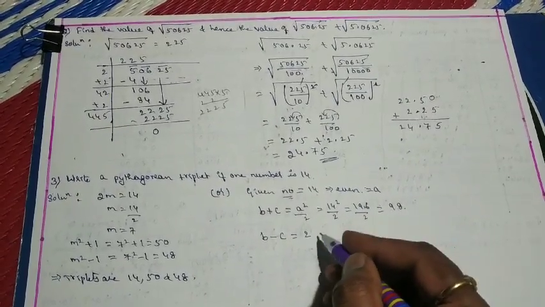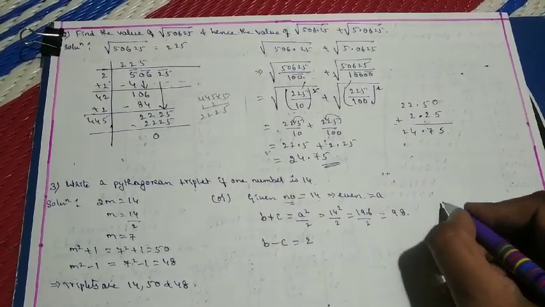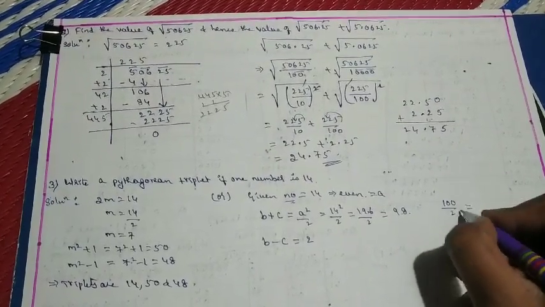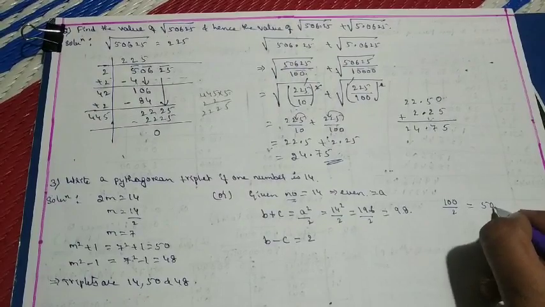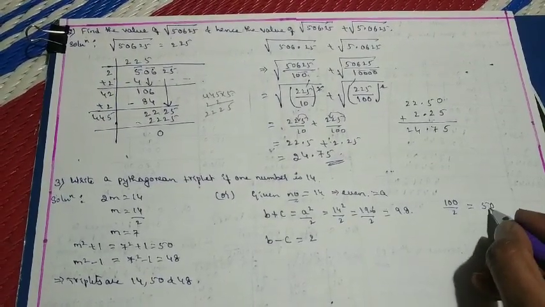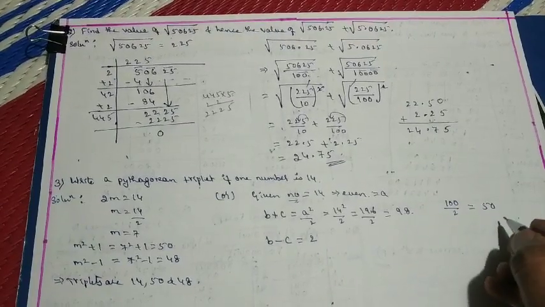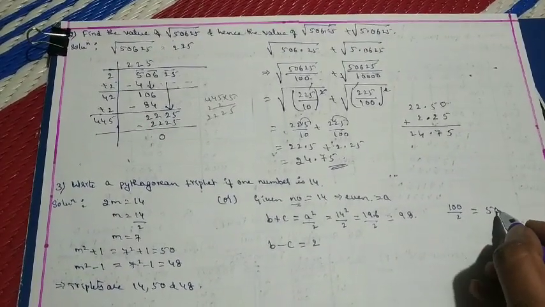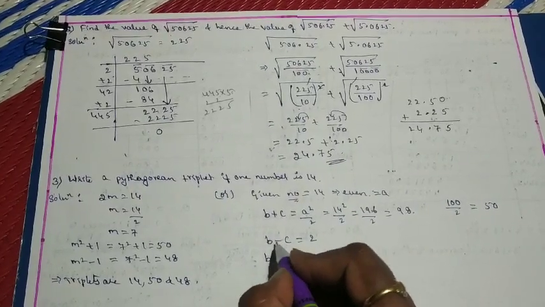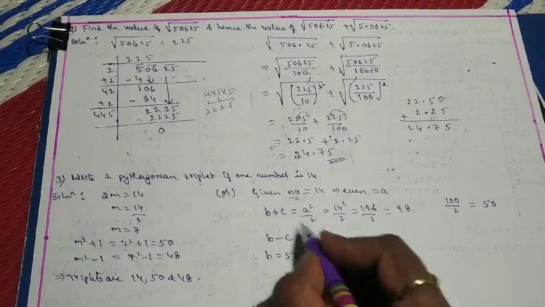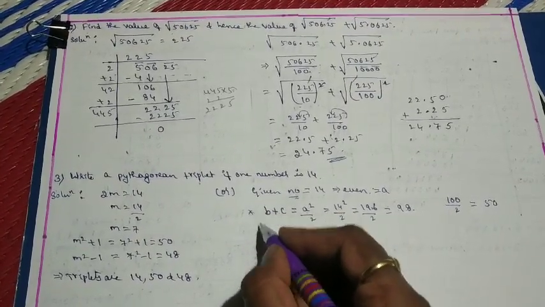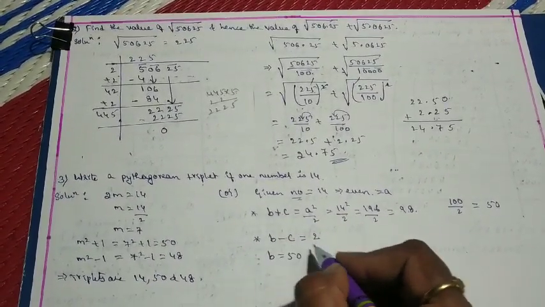So first you add 98 plus 2, equal to 100. So 100 by 2, what is the answer? 50. So one number is 50. Then check whether the other number is less than 50 or more than 50. Suppose I take b equal to 50, then the difference of the two numbers is 2 or the addition of the two numbers is 98. Go with any one of the conditions, either b plus c or b minus c.